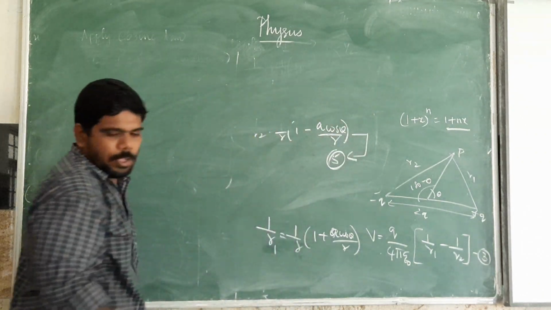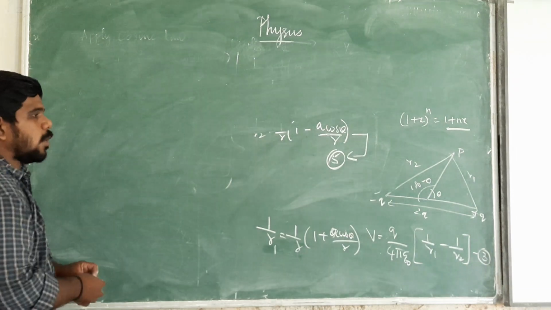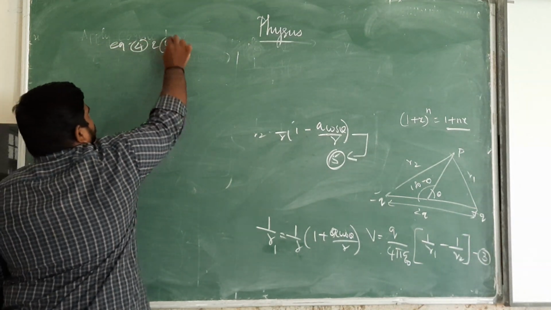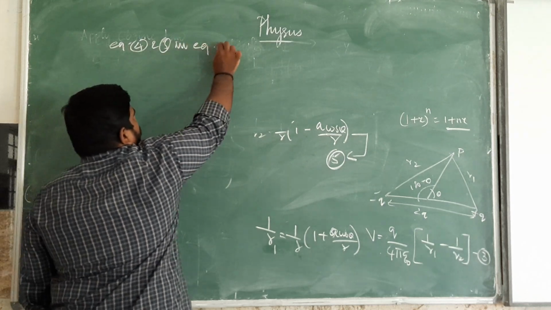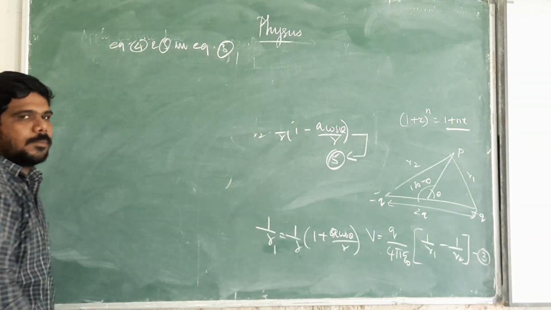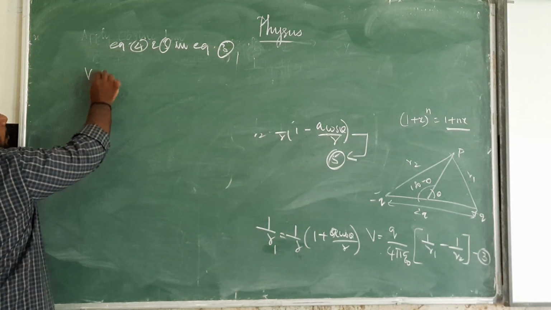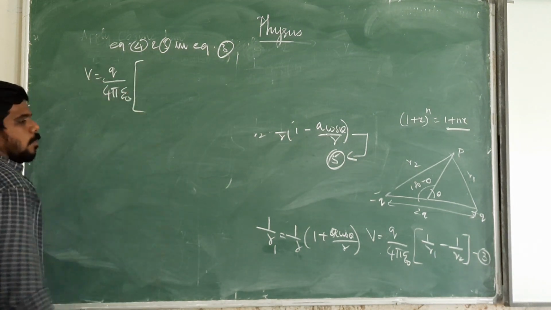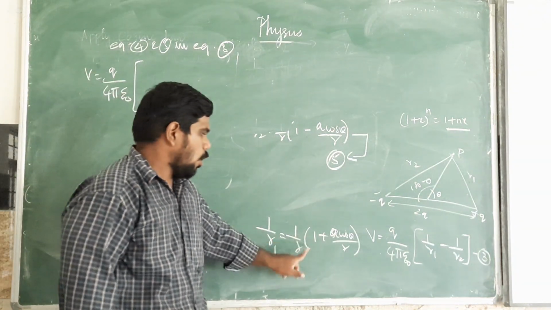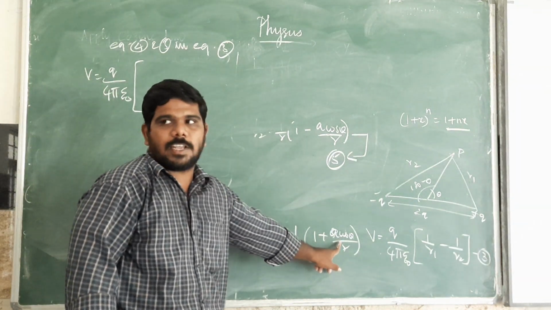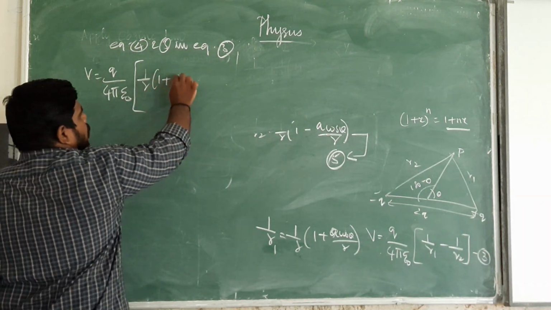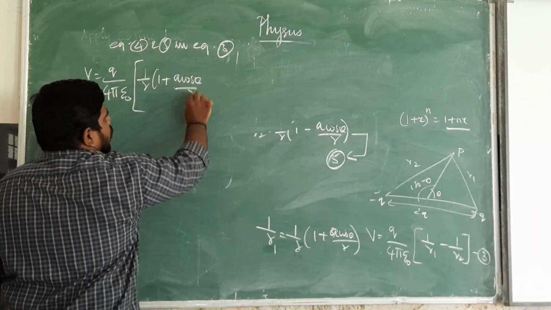So we are going to substitute equation number 4 and 5 in equation number 3. Substitute: V is equal to q by 4 pi epsilon 0 into, what is the value of 1 by r1 that we found? 1 by r1 is 1 by r into 1 plus a cos theta by r. That's right.